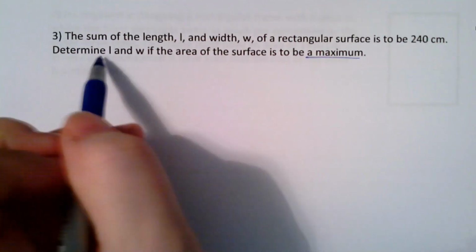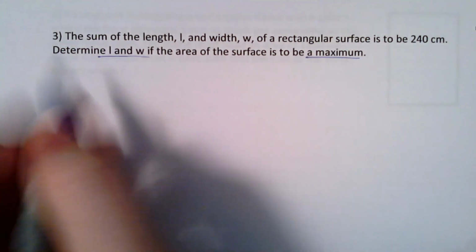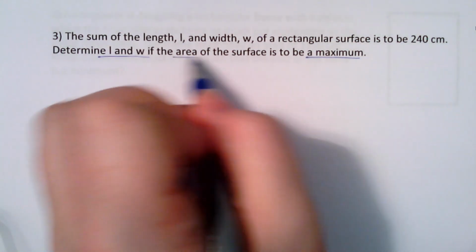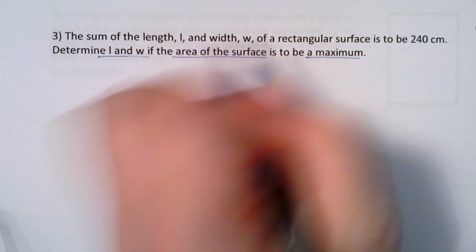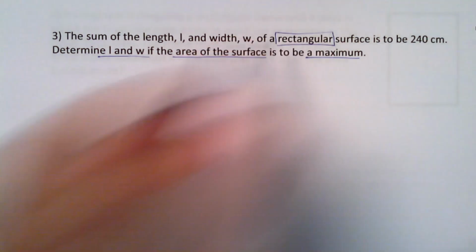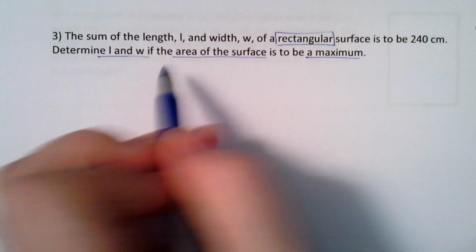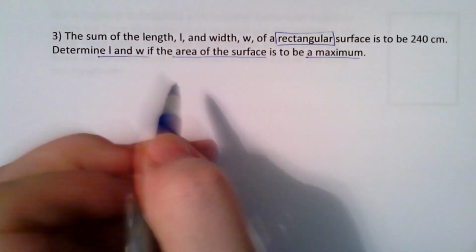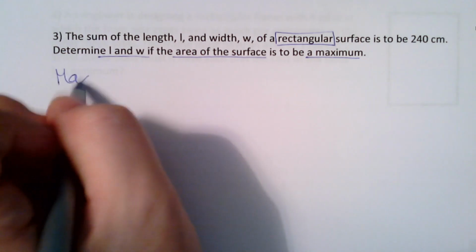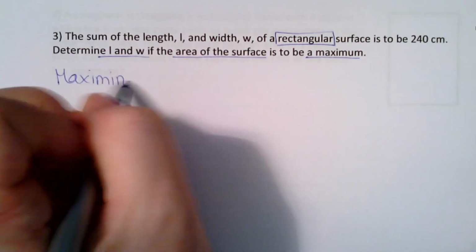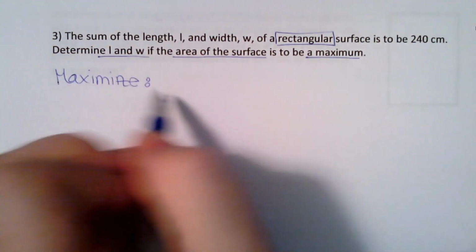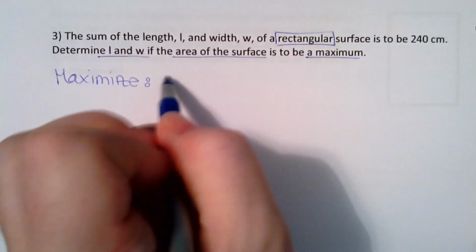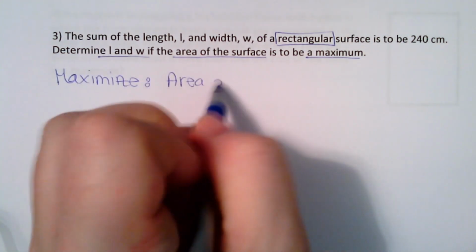So I want to determine my dimensions, length and width, if the area of the surface, okay, what surface? Oh, well, the rectangular surface, so I know the shape now as well. So if the area of the rectangular surface is to be at a maximum, my goal here is to maximize area of rectangle.